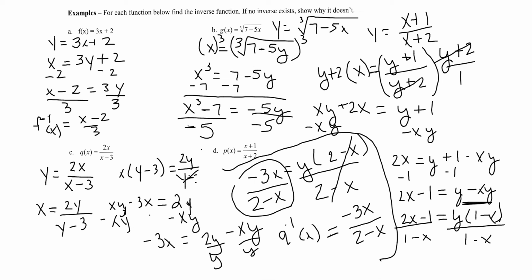And so p of negative 1 of x equals, it's going to be kind of hard to see, but it's 2x minus 1 over 1 minus x. So there's our final answer. 2x minus 1 over 1 minus x.